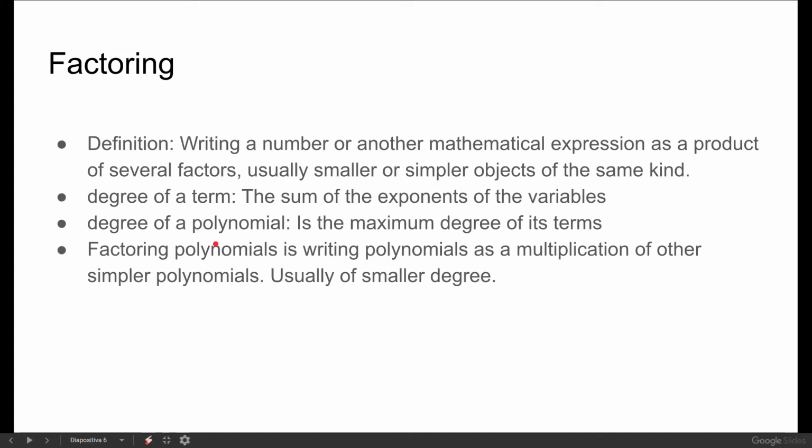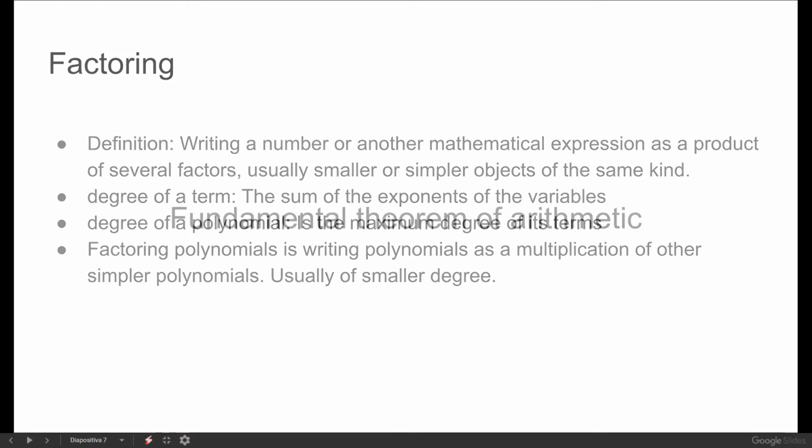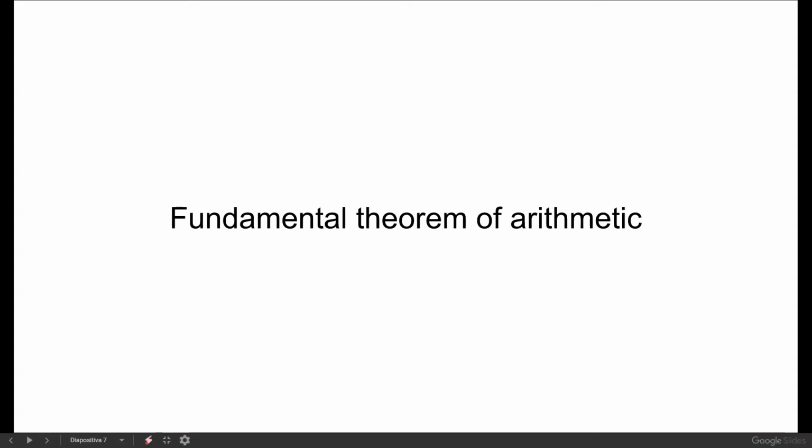Factoring polynomials is writing polynomials as a multiplication of other simpler polynomials, usually of smaller degree. So you must be asking yourself, if I have a polynomial of degree 1, how can I factor it? Well, you could express a polynomial of degree 1 as a multiplication of another simpler polynomial of degree 1 times a polynomial of degree 0.